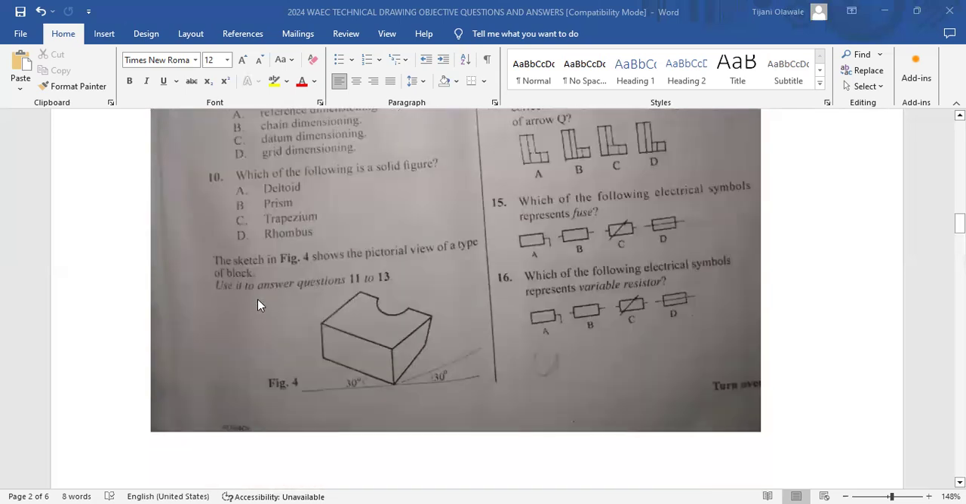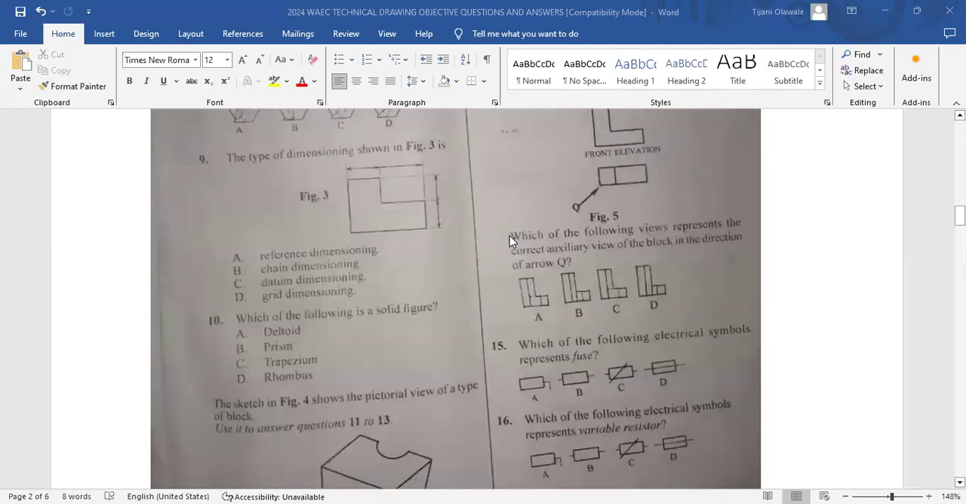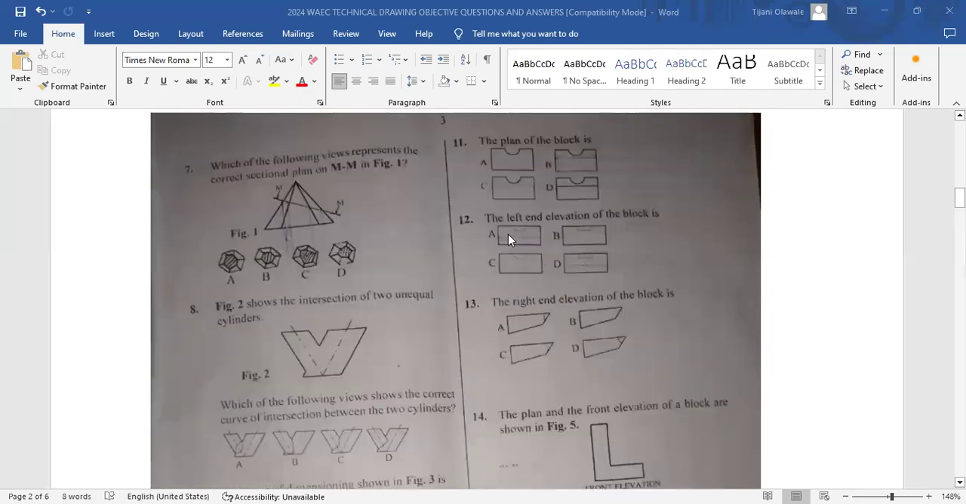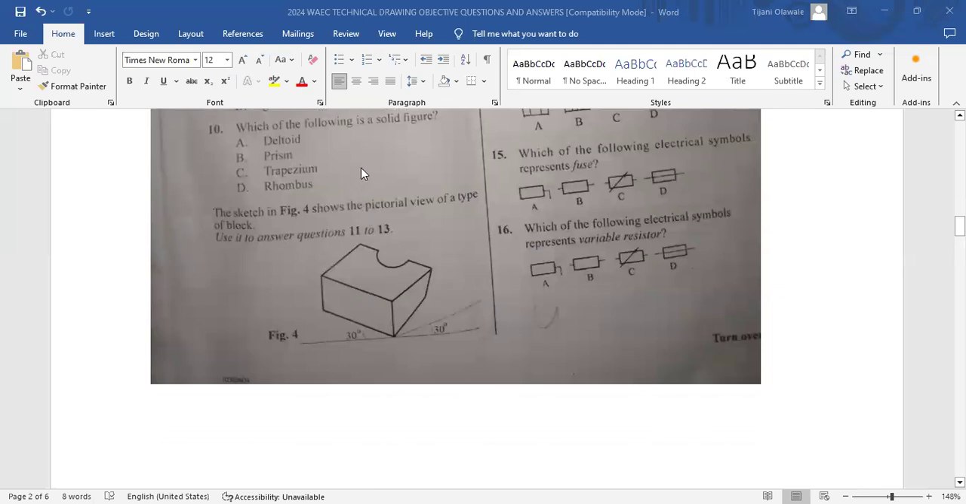Then questions 11 to 13, we have to use this information to answer them, as we are told that the sketch in figure 4 shows the pictorial view of a type of block. Let's look at question 11. It says the plan of the block is. Looking at how the object looks, we are looking at the object from the top, so we are going to see this shape, and there is a feature at this point that is going to be hidden from us in the plan.